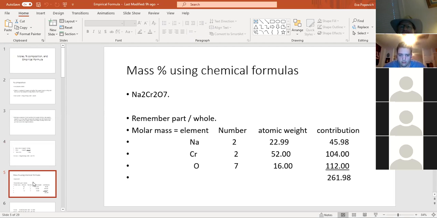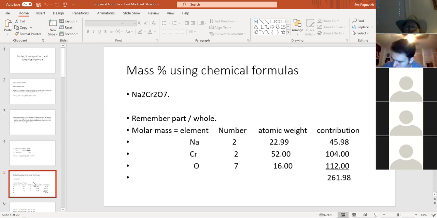All right. I can also get mass percents using chemical formulas. Remember, we're doing the part divided by the whole. The part is going to be each element's contribution. The whole is going to be the entire molecular weight. So if I'm looking at sodium dichromate, I have 2 sodiums. Each sodium's atomic weight is 22.99. So sodium's contribution to the molecular weight is 45.98.